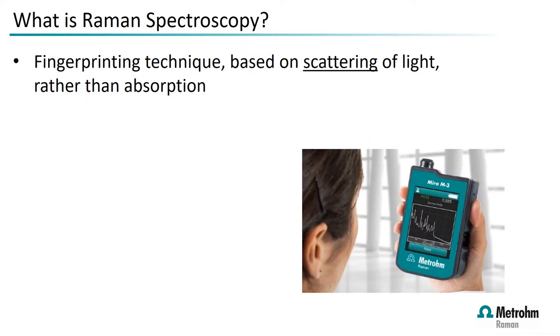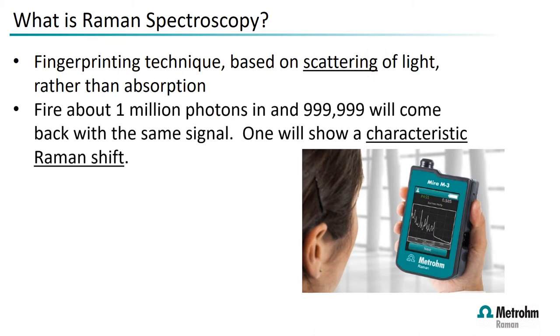So what is Raman spectroscopy? It's a fingerprinting technique based on scattering of light, as opposed to a technique such as infrared, FTIR, which is based on absorption. We use a high intensity laser and we use a single wavelength and fire light into the sample. For every 1 million photons we fire in, all but one of those will come back with exactly the same wavelength. That approximately 1 in a million will show a characteristic shift, which is called the Raman shift and allows us to identify the materials.